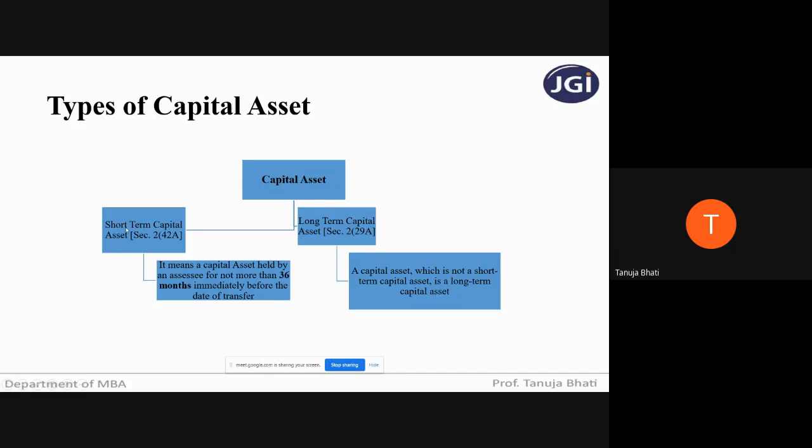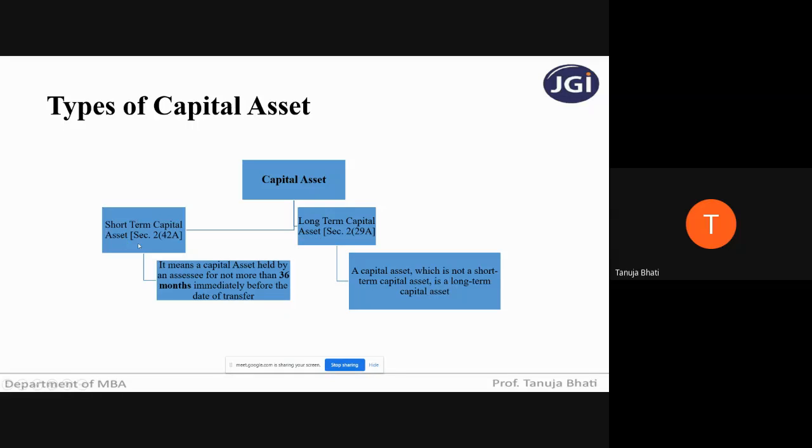Pay attention, students. If a particular capital asset you are holding for 36 months or less before the date of sale, if you are owning that capital asset for 36 months or less, it is said to be a short-term capital asset. And if you are holding the capital asset for more than 36 months before the date of sale or before the date of transfer, it is called a long-term capital asset.